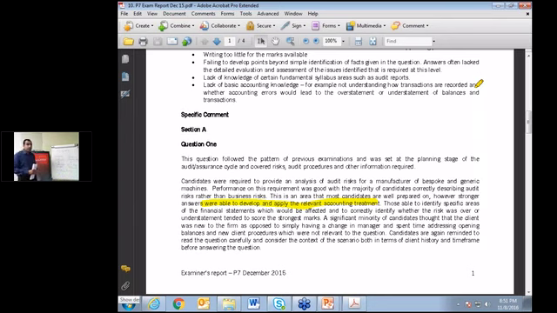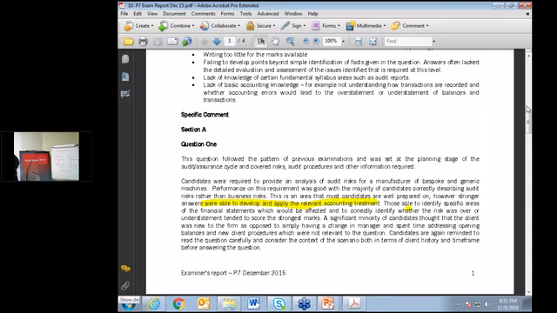So you have to be careful of what is the exam requirement. The requirement in this question was audit risk. So that is what exactly should have been mentioned, and not about manager changes, opening balances, or, for example, the client acceptance procedures that we talked about earlier. Candidates are again reminded to read the question carefully and consider the context of the scenario, both in terms of client history and time frame, before answering the question.